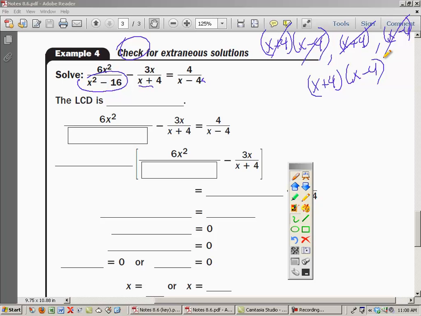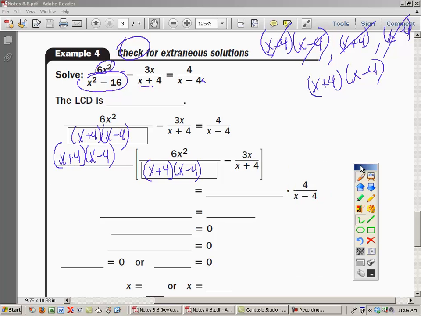So we're going to multiply both sides of this thing by x plus 4 times x minus 4. All right, so this is now 6x squared over, and instead of having x squared plus 16, we wrote it as its factored form, x plus 4, x minus 4. All right, and so we're going to multiply the whole side by that. And we are going to multiply the whole right side by x plus 4 times x minus 4.